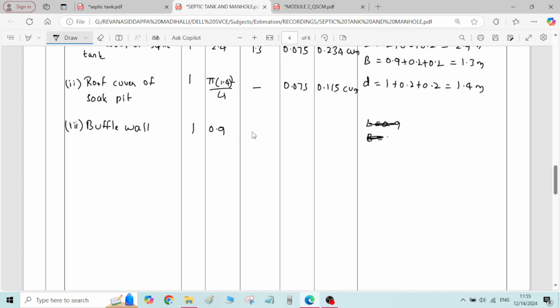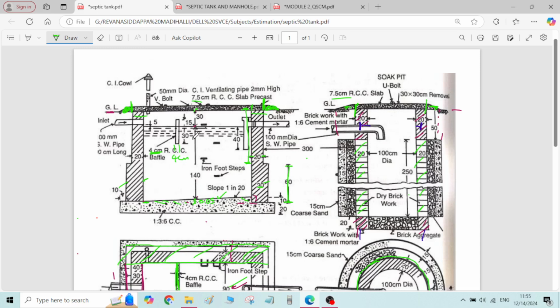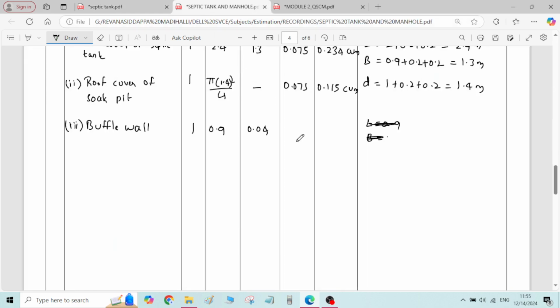0.9 meter, it is directly given in the diagram only. Width of the buffle wall is 0.04 meter. 4 centimeter is given, so it becomes 0.04 meter. And height of the buffle wall, H, is equal to 30 plus 15. Okay, 30 inside the water means below the water level, 15 centimeter is above the water level. So height is equal to 0.15 plus 0.3, 0.45 meter. So 0.45 meter is the height of the buffle wall.